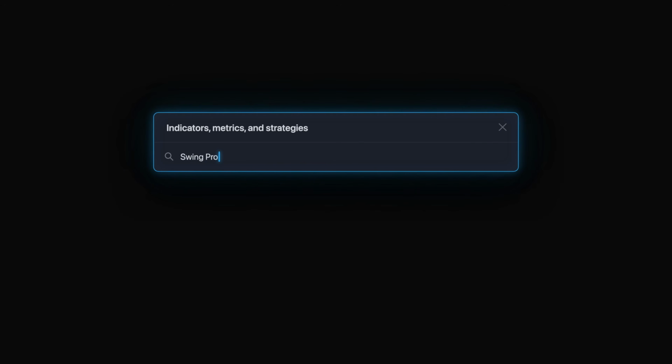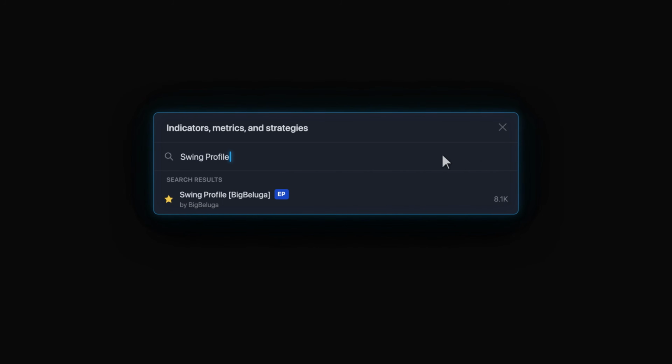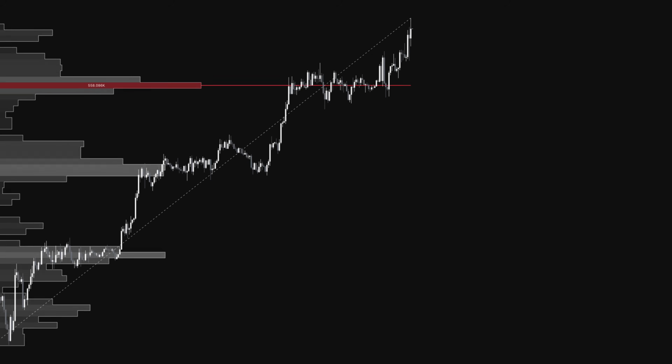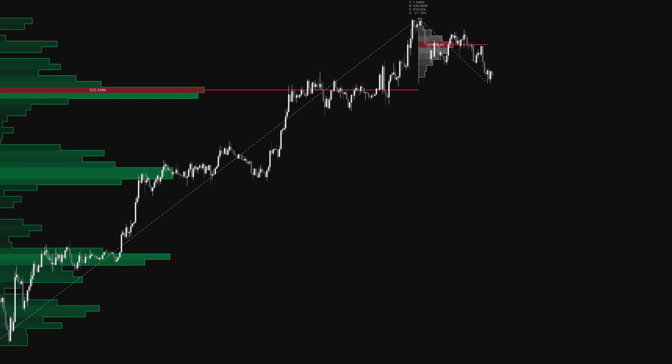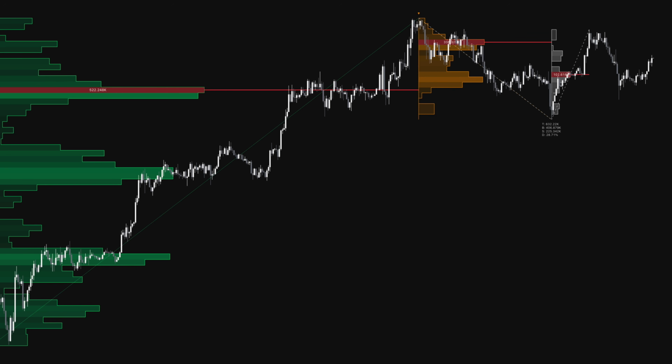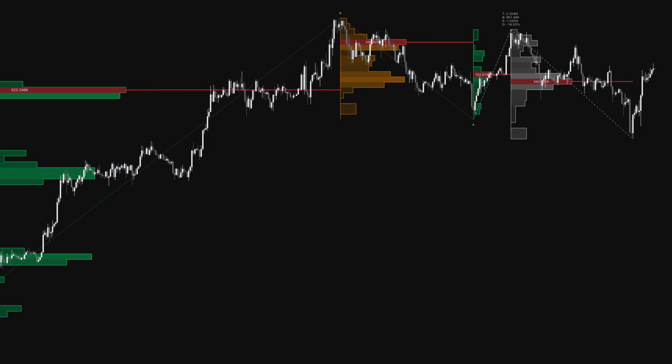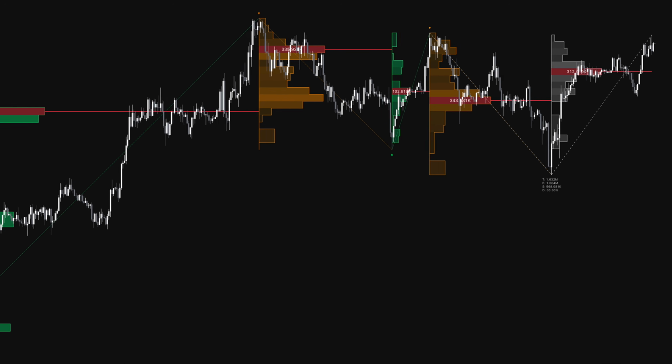Swing Profile, created by Big Beluga, is a volume distribution indicator that maps trading activity across each swing leg of price movement. Rather than applying a static volume profile to a fixed time window, it attaches the profile directly to each detected swing, giving traders a view of where volume concentrated during that specific directional move.